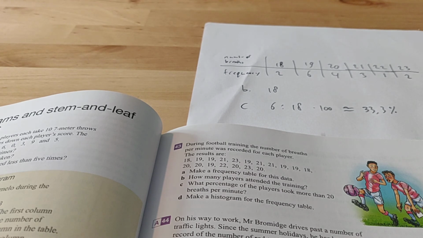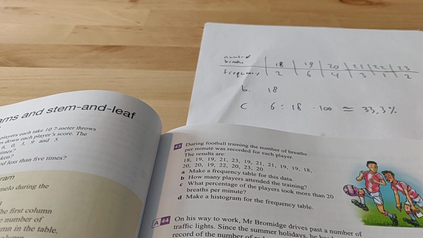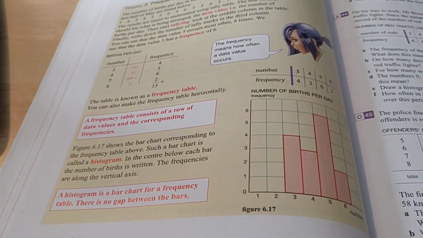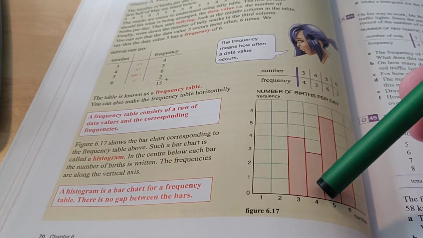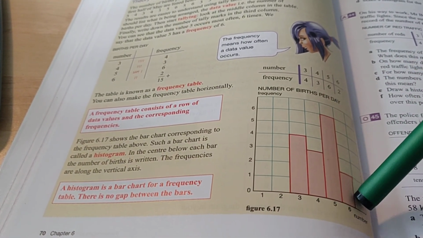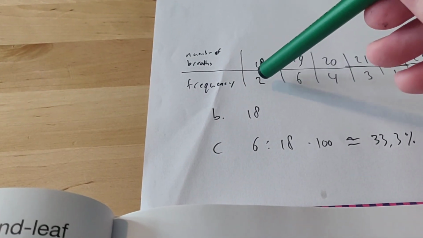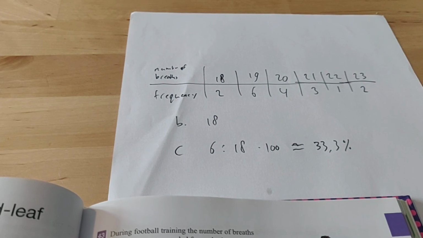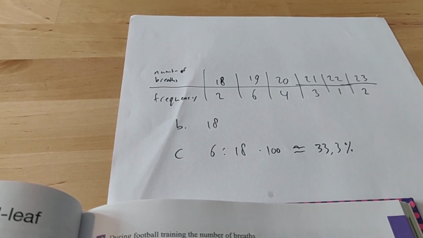Now you can make the histogram yourself, using a ruler and a pencil, but it should look like this. So at the bottom you write down 18, 19, 20, 21, 22, 23, and then over here you make the bars just as high as they say over here. So 2 high, 6 high, 4 high, etc. And then later I'm going to send you the answer, and then you can see if you did it correct.